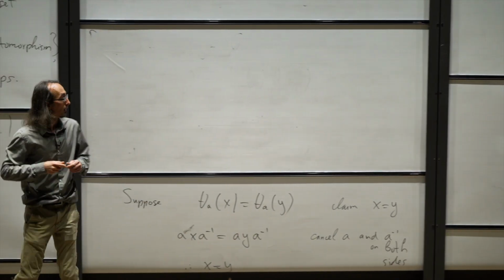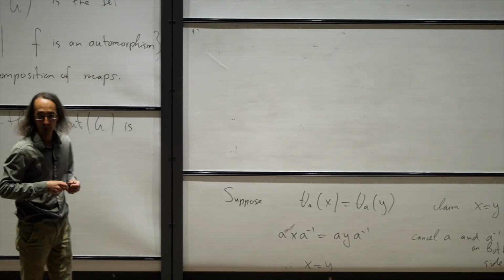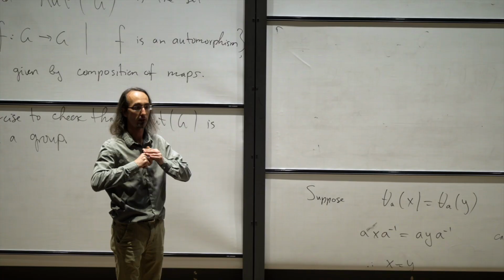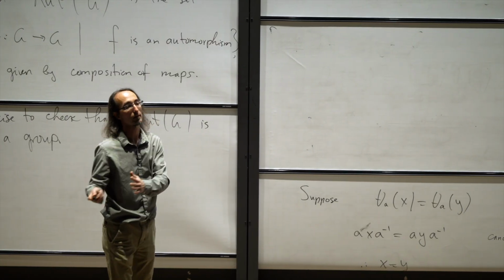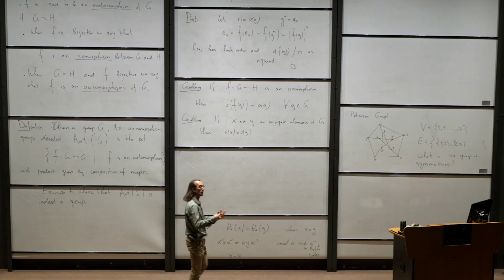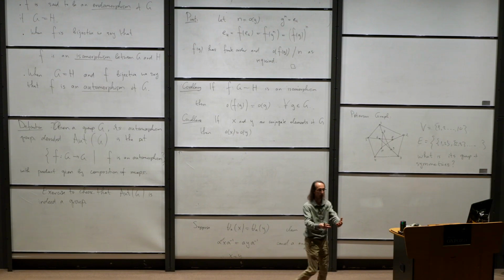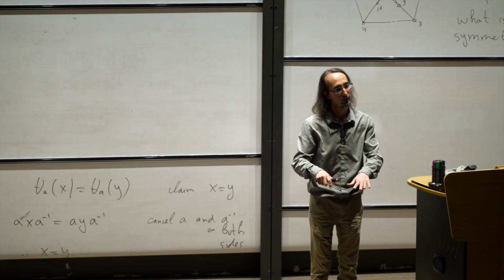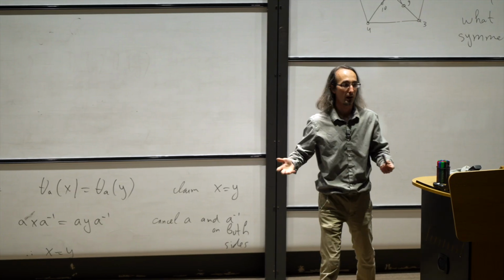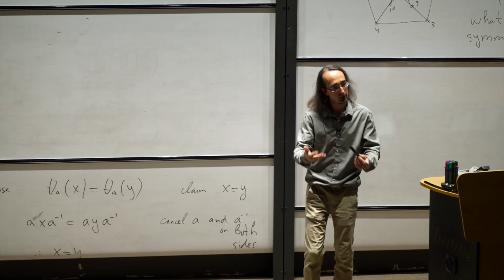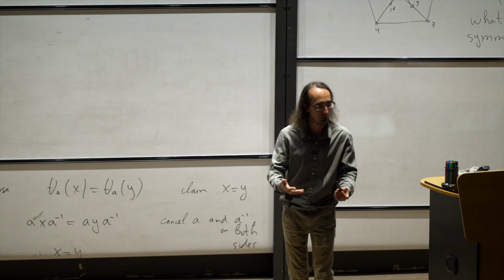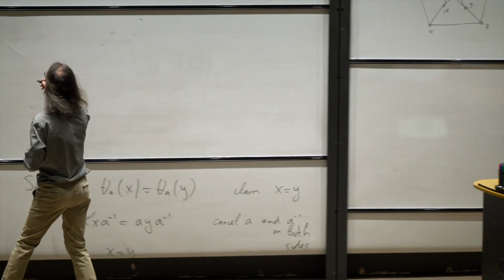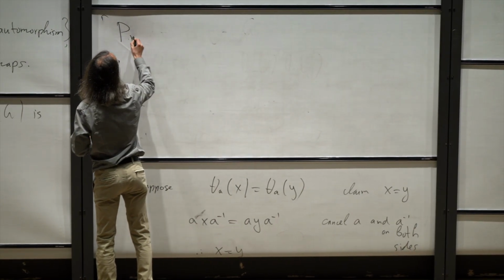One of the basic results in linear algebra about linear transformations says that the image of a linear transformation is a subspace and the kernel of a linear transformation is a subspace. Yeah? So it's not surprising that similar results hold for groups as well. So let's prove this proposition.